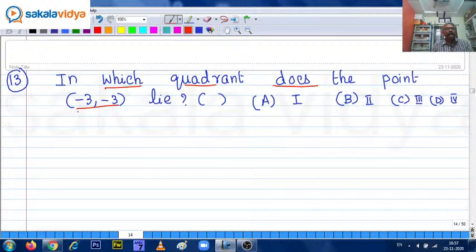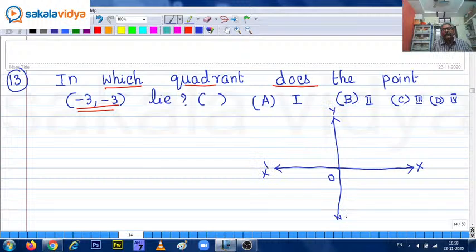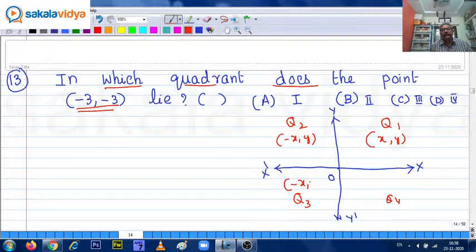So in which quadrant does the point (-3, -3) lie? Let me explain the location of the points once again, but you might know. So this is x-axis, this is y-axis, this is origin, x-axis and x dash, y dash. So this is first quadrant, this is second quadrant, this is, in the anti-clockwise direction, third quadrant, fourth quadrant. Here x comma y, this will be negative x comma y, this is negative x comma negative y, this is x comma negative y. So both are negative, that means it must lie in the third quadrant.